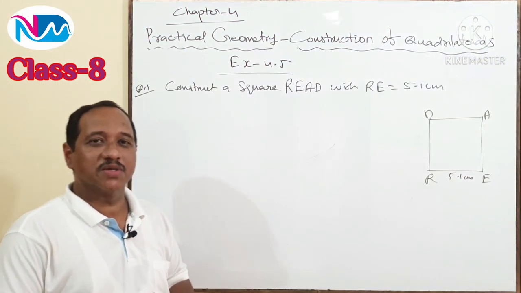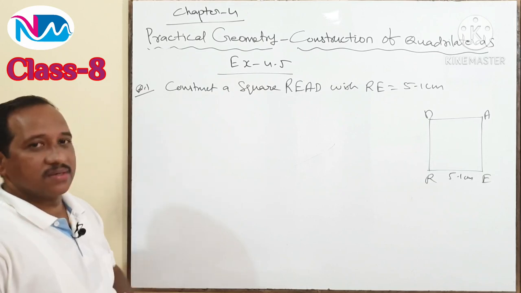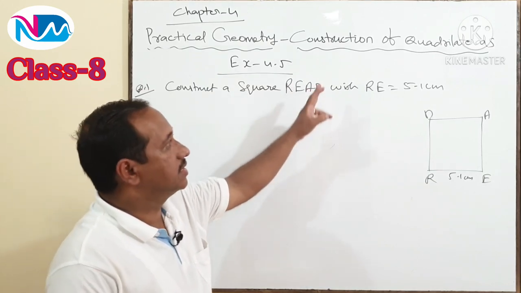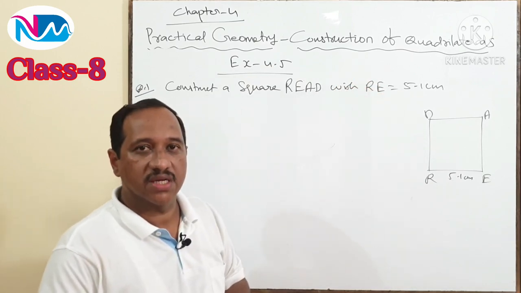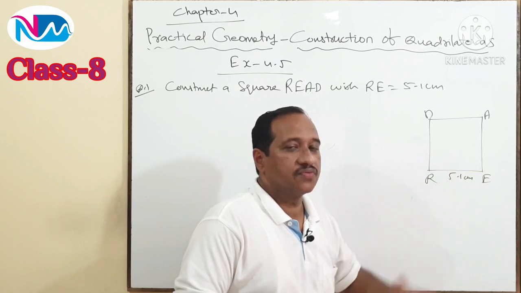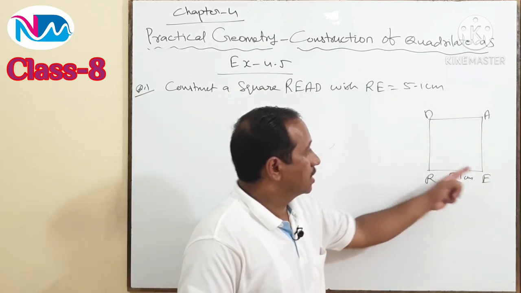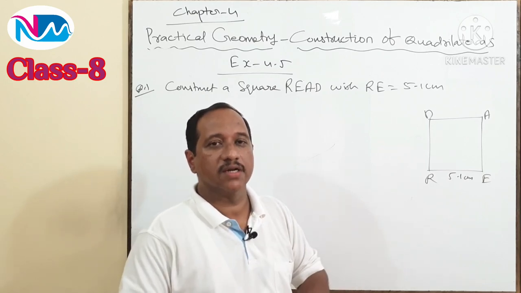Next question we are going to consider is from exercise 4.5, question number 1. The question is, construct a square READ in which RE is equal to 5.1 cm. Here we have the rough figure, square READ in which RE is 5.1 cm. No other measurements are given.